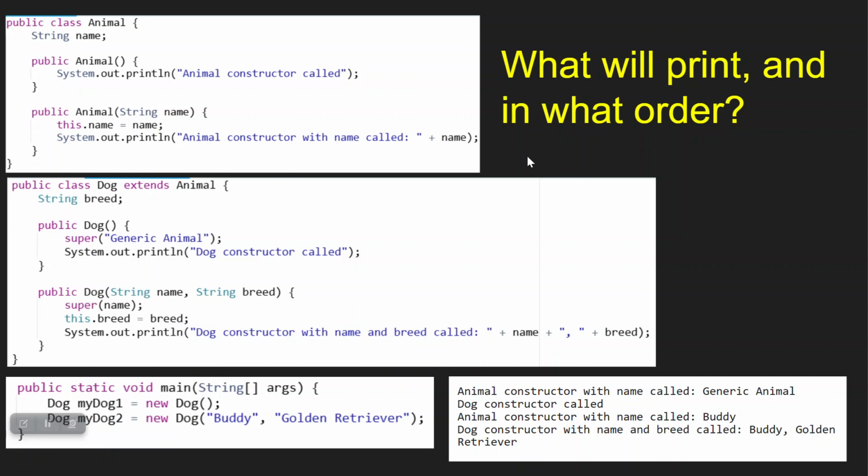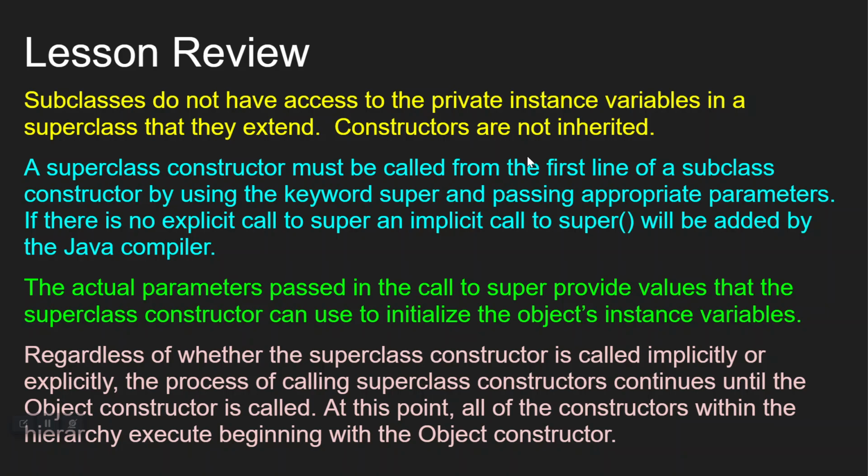All right, so lesson review time. Subclasses do not have access to the private instance variables in a superclass that they extend. Constructors are also not inherited. So a superclass constructor must be called from the first line of a subclass constructor by using the keyword super and then passing in the appropriate parameters. If there is no explicit call to super, an implicit call to super will be added by the Java compiler.